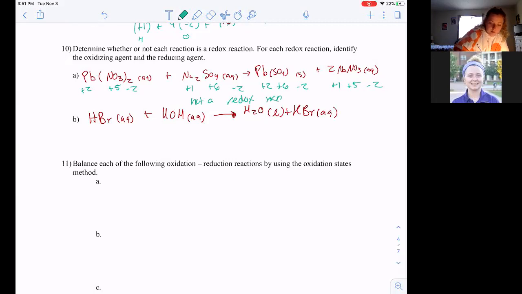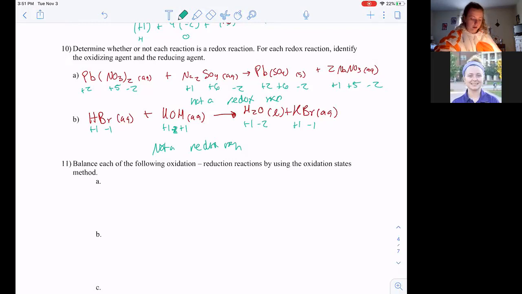Okay, and so this is a +1 -1. This is a +1, +1 -2 going on over here. This is a +1 -2. This is a +1 -1. And because there's no real change, it's not a redox reaction. Okay. And is this our last problem? Oh, thank God. Okay.